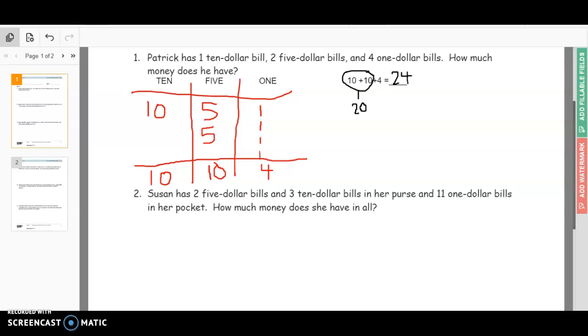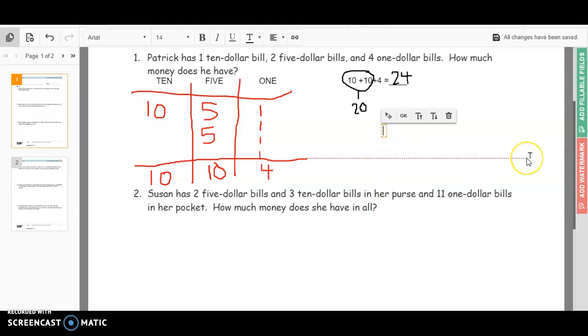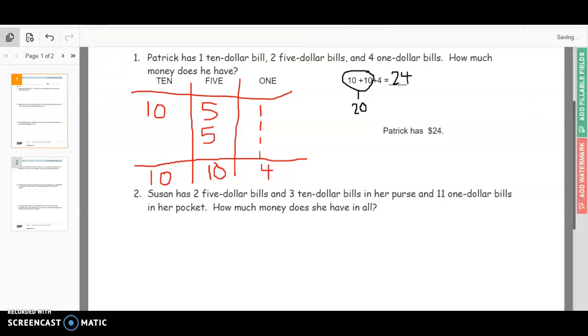But remember, we're not done. We have our answer, but we still do not have our answer statement. So we're going to say Patrick has $24. Make sure you practice using your dollar signs. Dollar signs are different than our cent signs. Remember, our cent signs went after our number, and our dollar sign goes before our number.